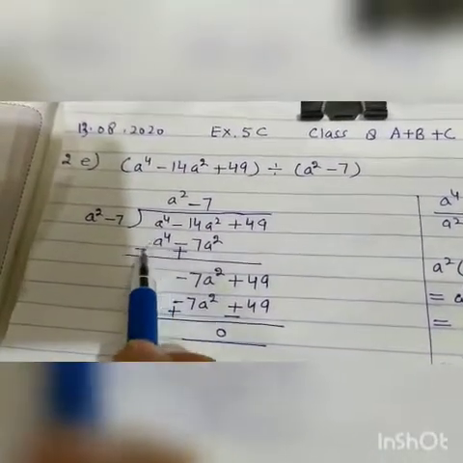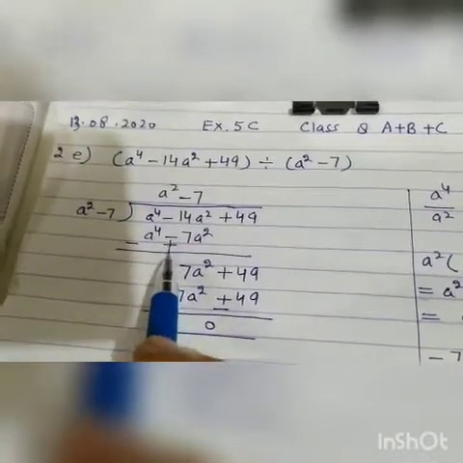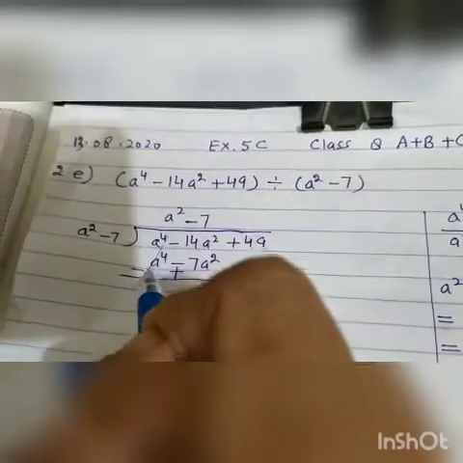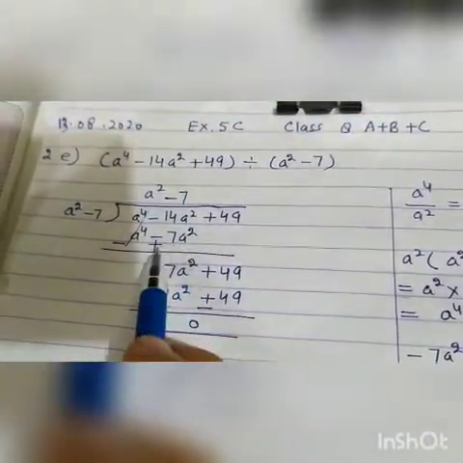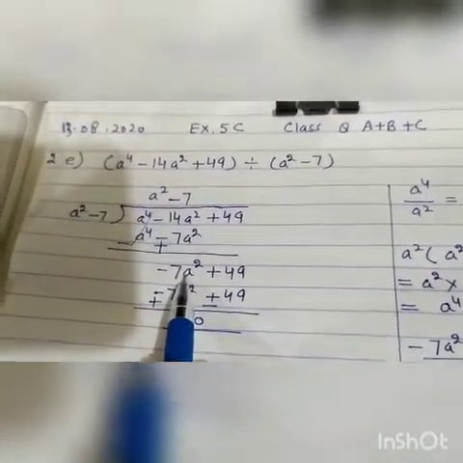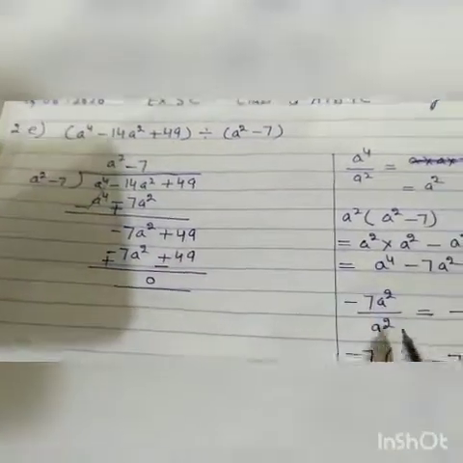Now change the signs. This plus we change to minus, and this minus we change to plus. A power 4 positive and a power 4 negative cancel. Simplify: minus 14a square plus 7a square, we get minus 7a square. Now write this 49 here. Again repeat the same process.